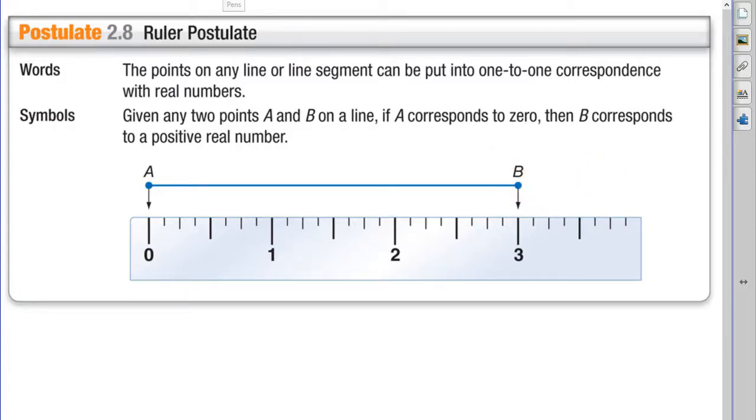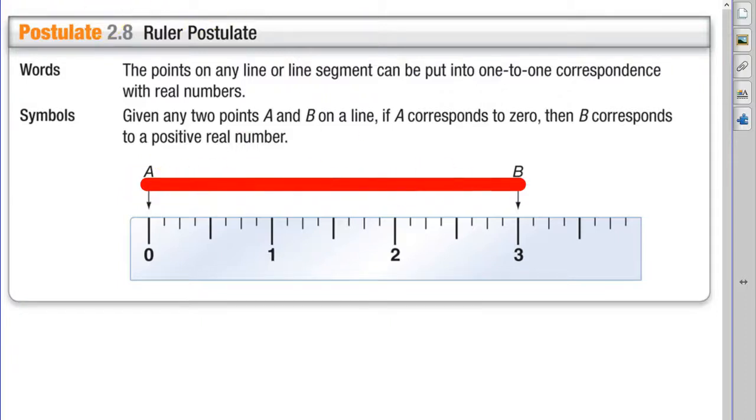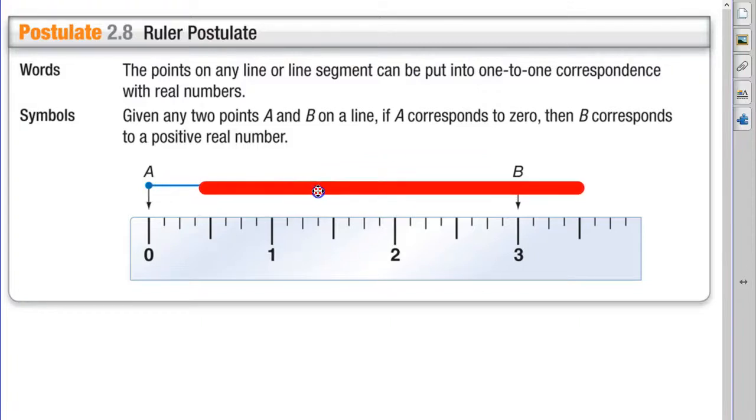If I did another segment, I'll do this one on the computer. It's the exact same size as this, from 1 to 3, but I instead decided to move it from 1/2 to 3.5. It would still have a length of 3, because 3.5 minus 1/2 is 3. So all it basically says is that we're going to be able to measure the length of things and use those distances for segments.